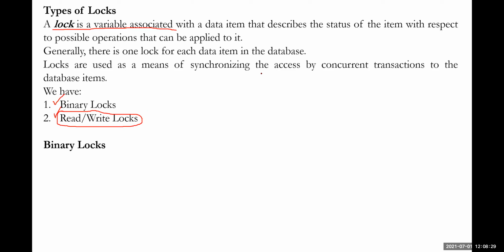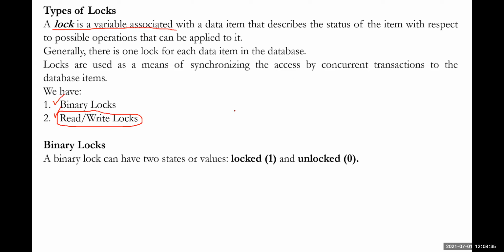So here, binary lock. The name itself indicates it: what do you mean by binary? Only 2. So these binary locks might have only 2 states, either locked or unlocked. When it is in the locked state, the lock variable associated with that table will be set to 1. When unlocked, the variable will be set to 0.